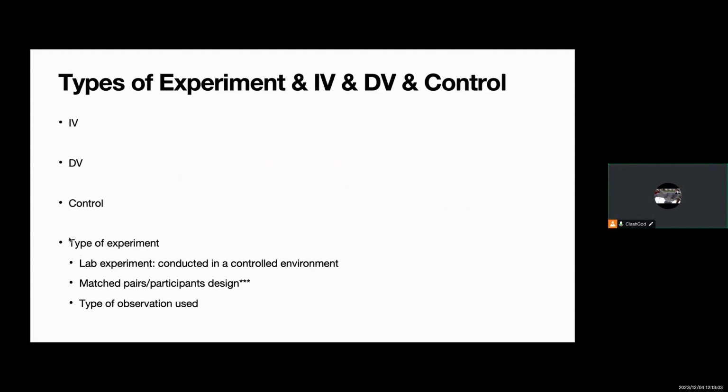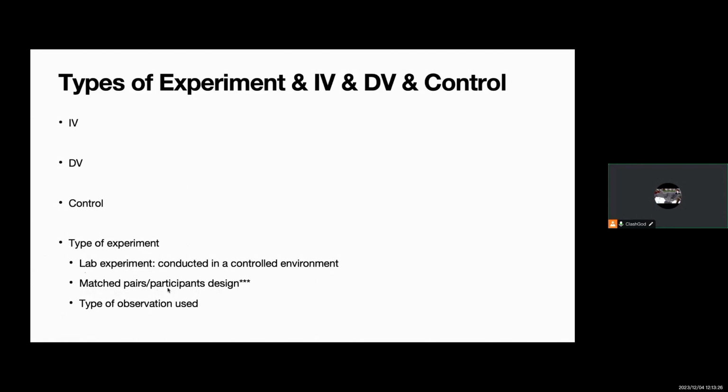Now, the first is not important at all. It's a lab experiment. You just have to keep that in mind. Maybe they'll ask, maybe they won't. I think largely they won't. But just keep in mind that it's a lab experiment because it's conducted in a controlled environment. And then we will talk about why it is a matched pairs participants design. It's actually a matched triplets design. It's a matched triplets design.